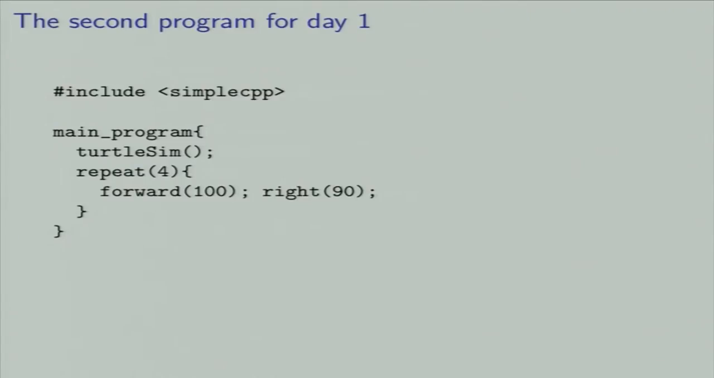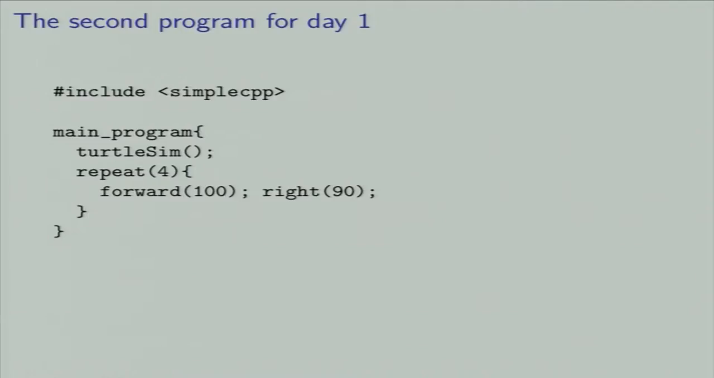Here is the second program for day one. Again, I would like you to take a look at it and tell me what you think it does. Forget that you are C++ teachers. Imagine that you are first year students. You have just been told about the previous program, so what do you think this will do? It will again do the square, but now instead of writing out the commands forward 100, right 90, four times, we are giving a directive which says repeat those commands four times.